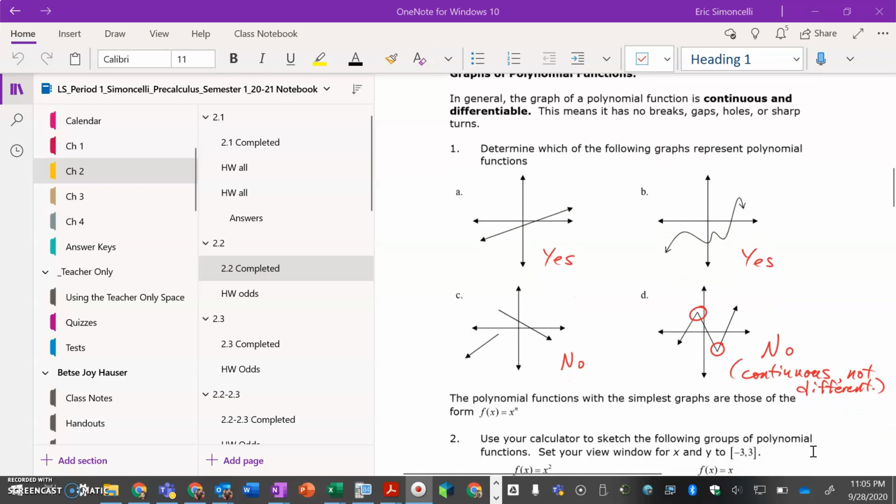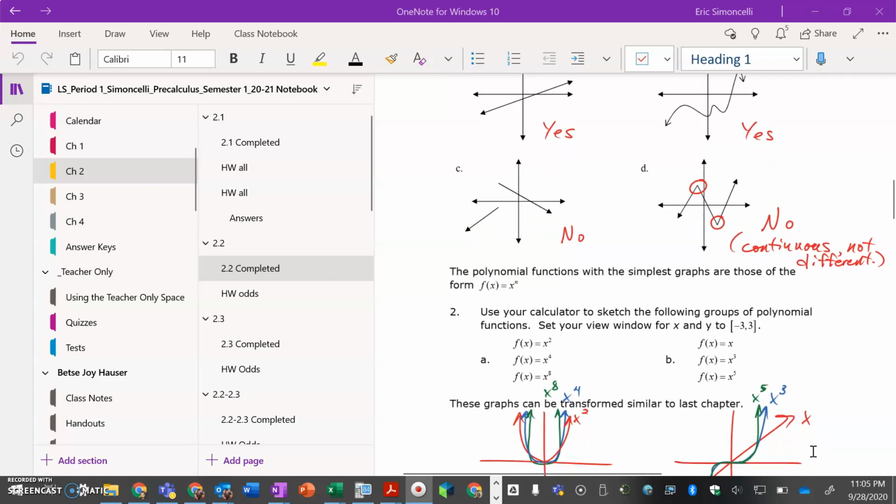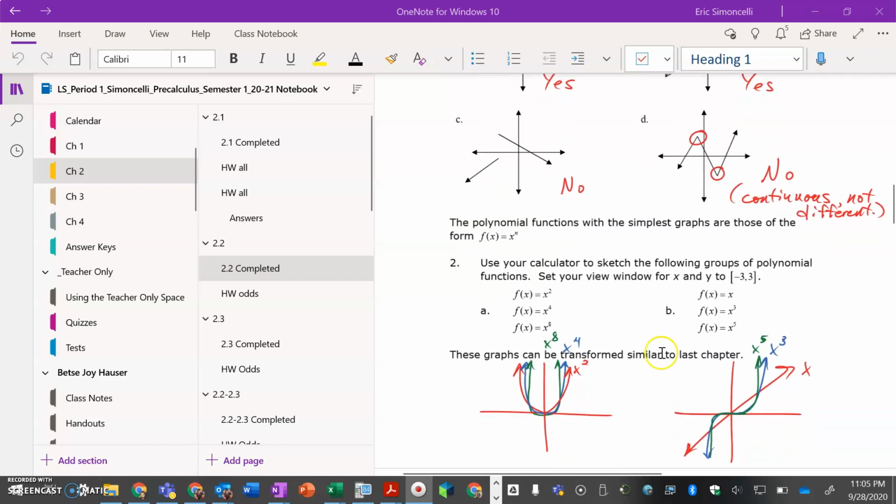The polynomial functions with the simplest graphs are those of the form f of x equals x to the n power. So for number 2, I'm going to ask that you get your calculator out. I want you to look at the graph using y sub 1, y sub 2, and y sub 3 for the following functions: x squared, x to the 4th, and x to the 8th. And do the same as well for x, x to the 3rd, and x to the 5th. Take a moment and do that. Please also, when you're getting ready to set up the graph view, set your window for -3 to 3 for both the x and the y direction.